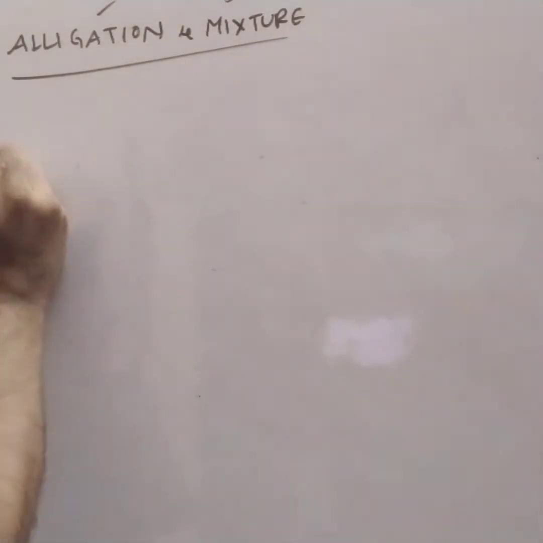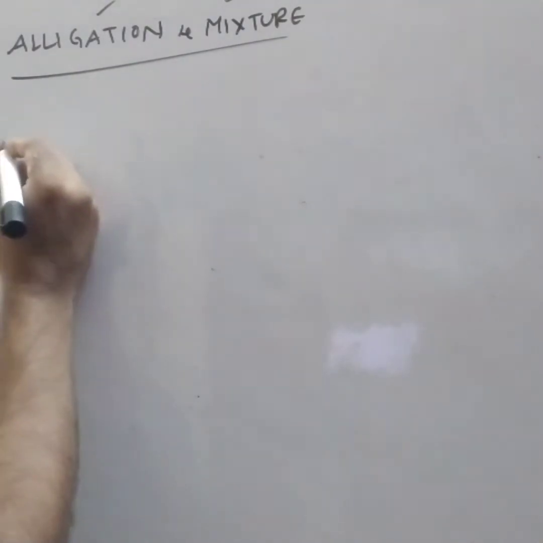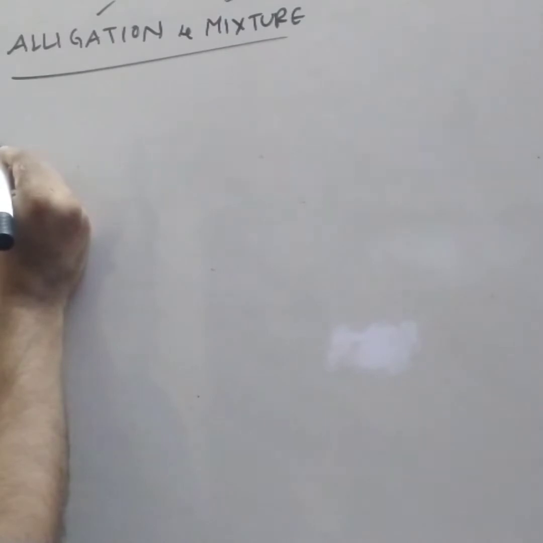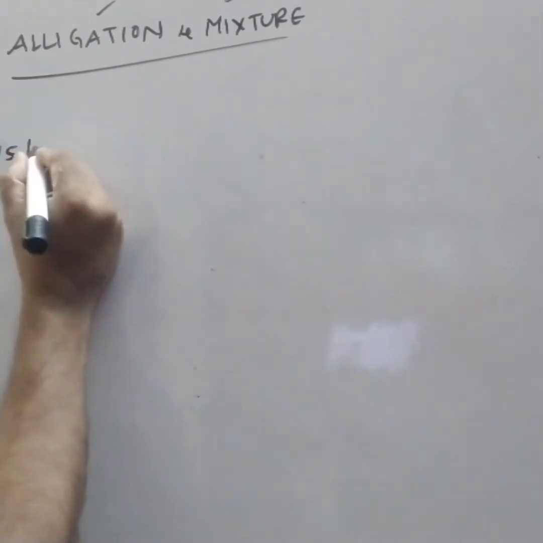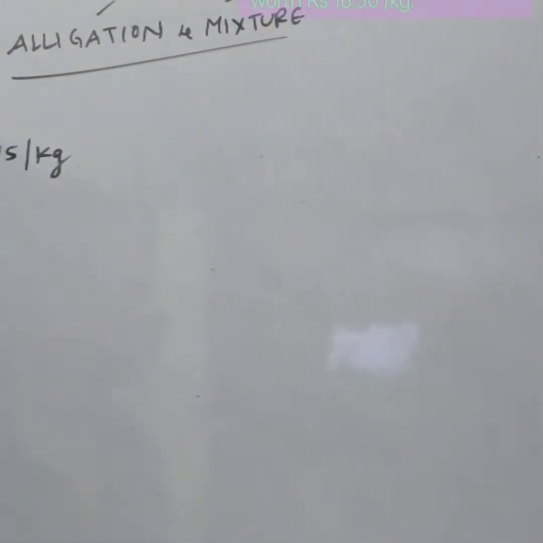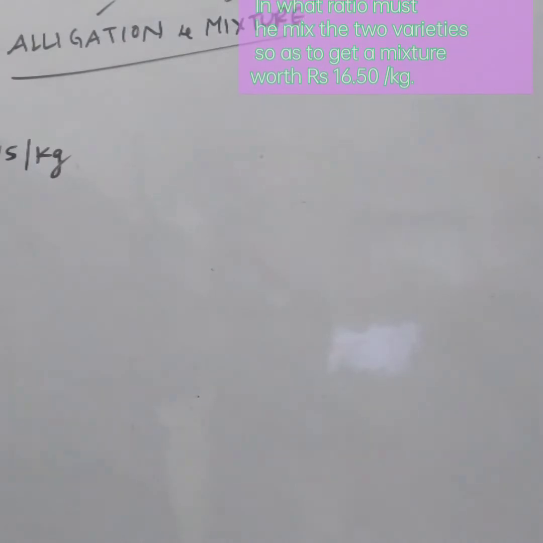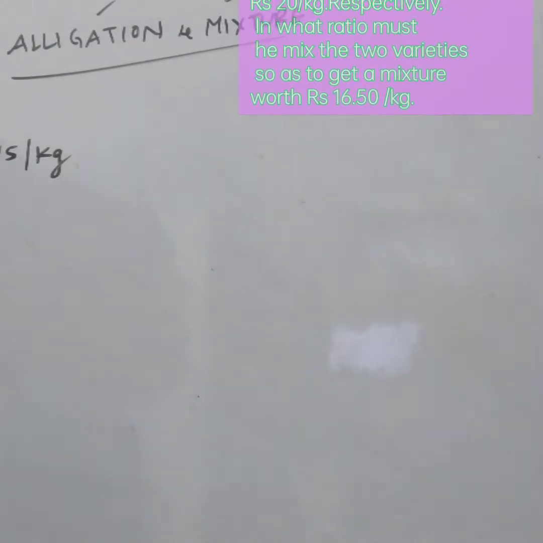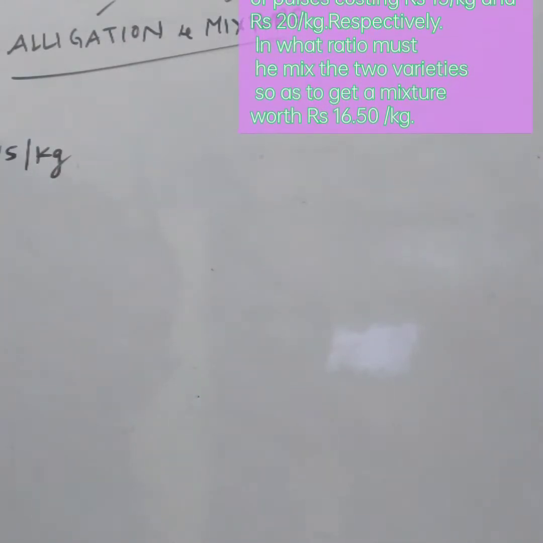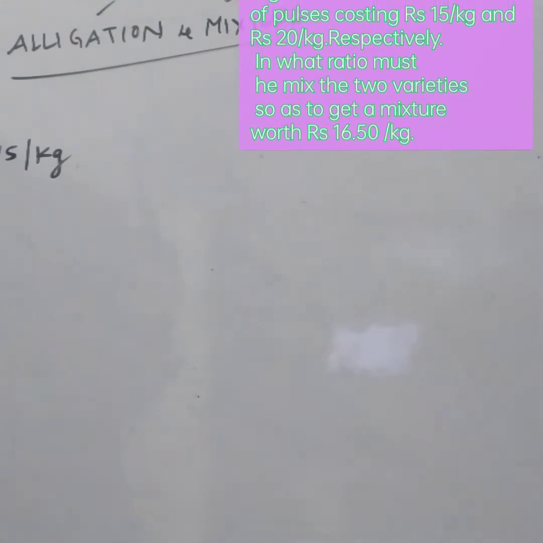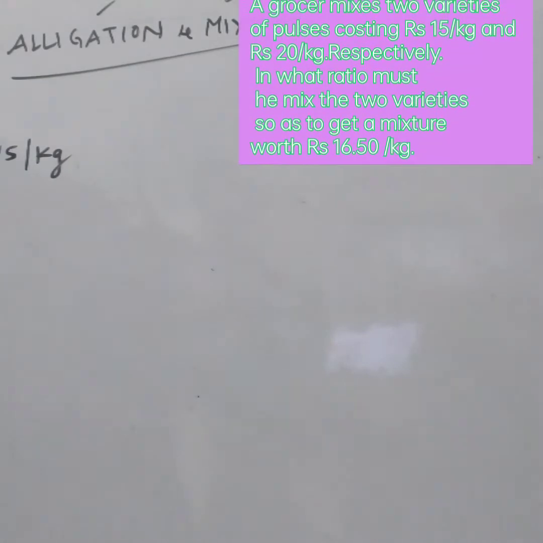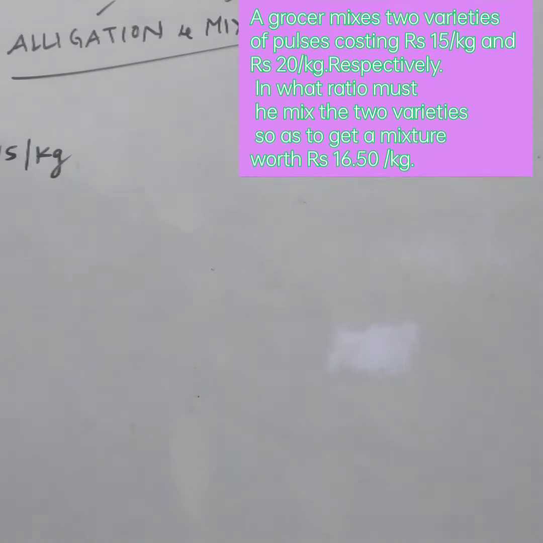Let us see the first one. A grocer mixes two varieties of pulses costing 15 per kg and 20 per kg. So one type of pulse is 15 rupees per kg, the second type of pulse is 20 rupees per kg. In what ratio must he mix the two varieties so that he'll get a mixture worth 16 rupees 50 paise per kg?